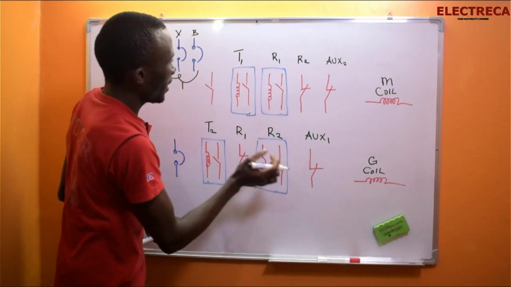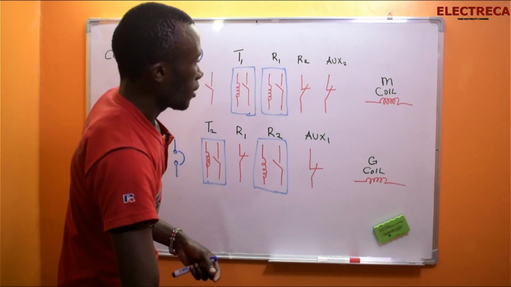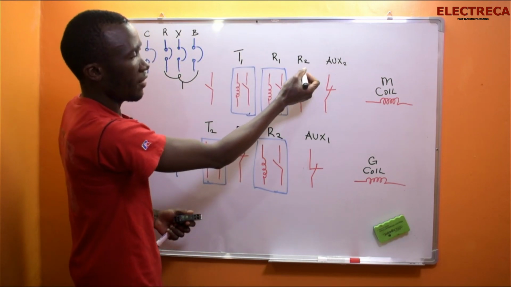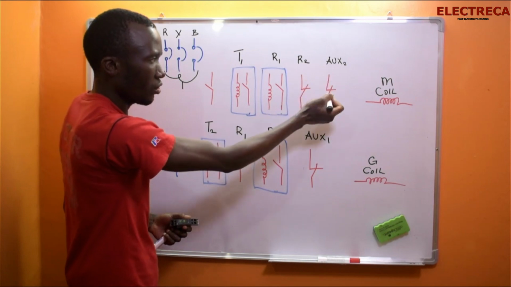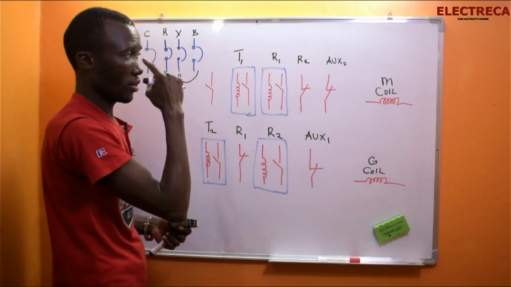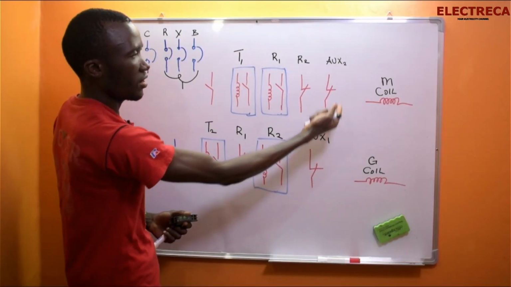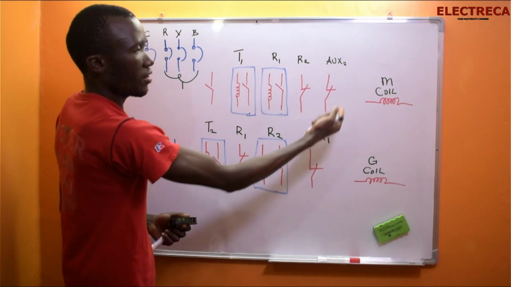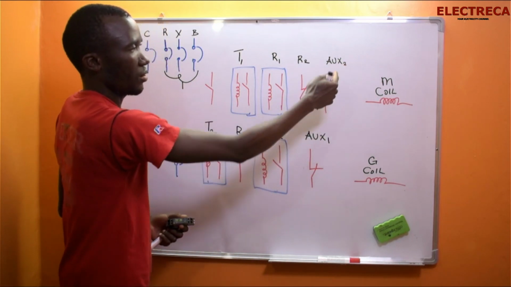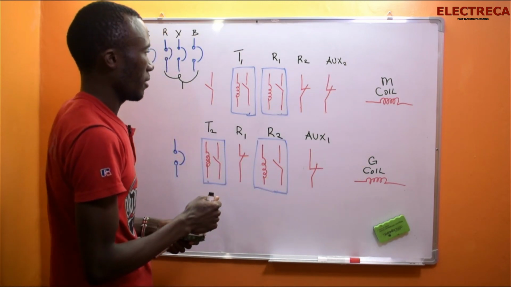Then you have a timer here, the first thing. You have a timer here, you have relay 1 here, then you have a contact of relay 2 and a contact of auxiliary 2. Now this auxiliary is what you're seeing on your screen. It's on every contactor, and that's why you see here we have auxiliary 1 and auxiliary 2. Auxiliary 1 is mounted on contactor number 1, the main contactor. Auxiliary 2 is mounted on this contactor here, the same way you're seeing in that picture.